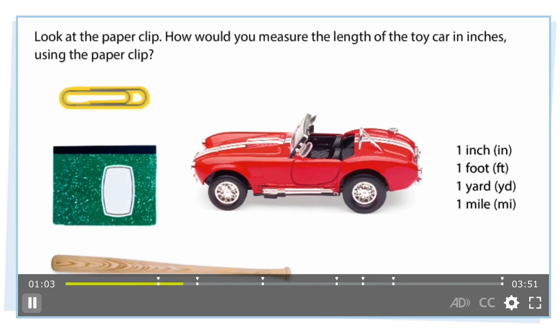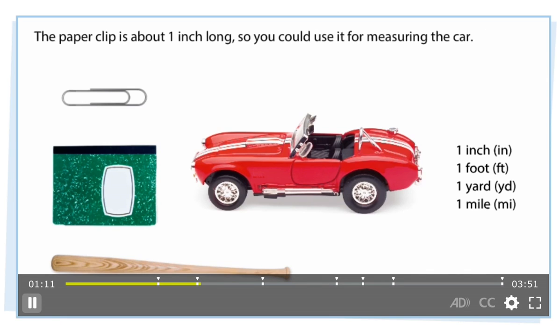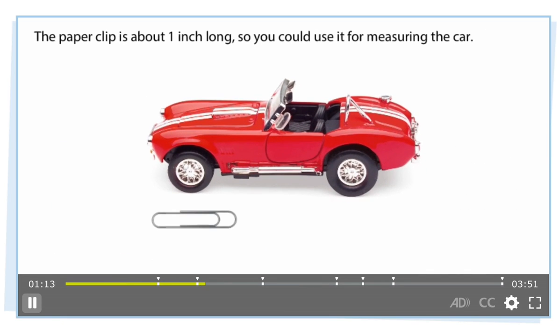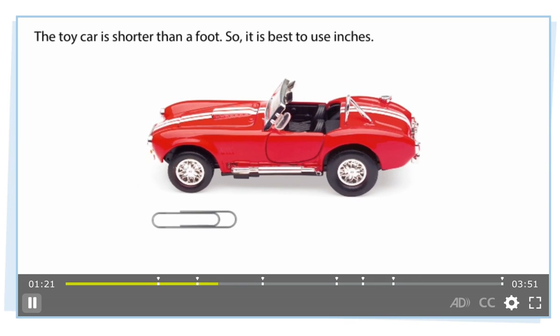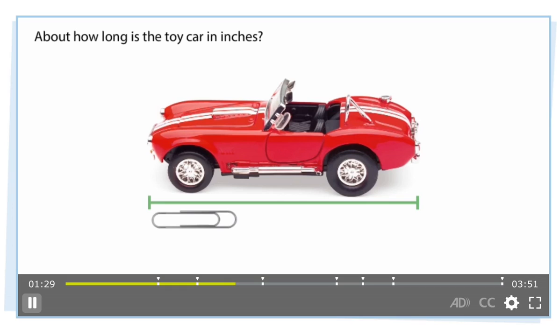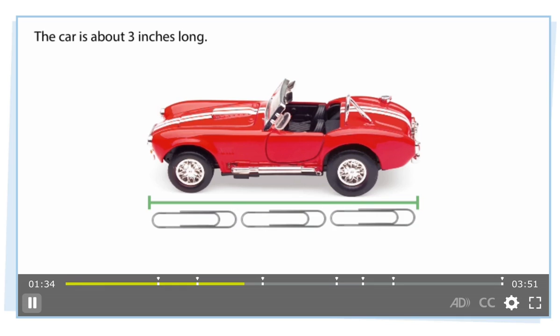Look at the paperclip. How would you measure the length of the toy car in inches using the paperclip? The paperclip is about 1 inch long, so you could use it for measuring the car. The toy car is shorter than a foot, so it is best to use inches. About how long is the toy car in inches? The car is about 3 inches long.